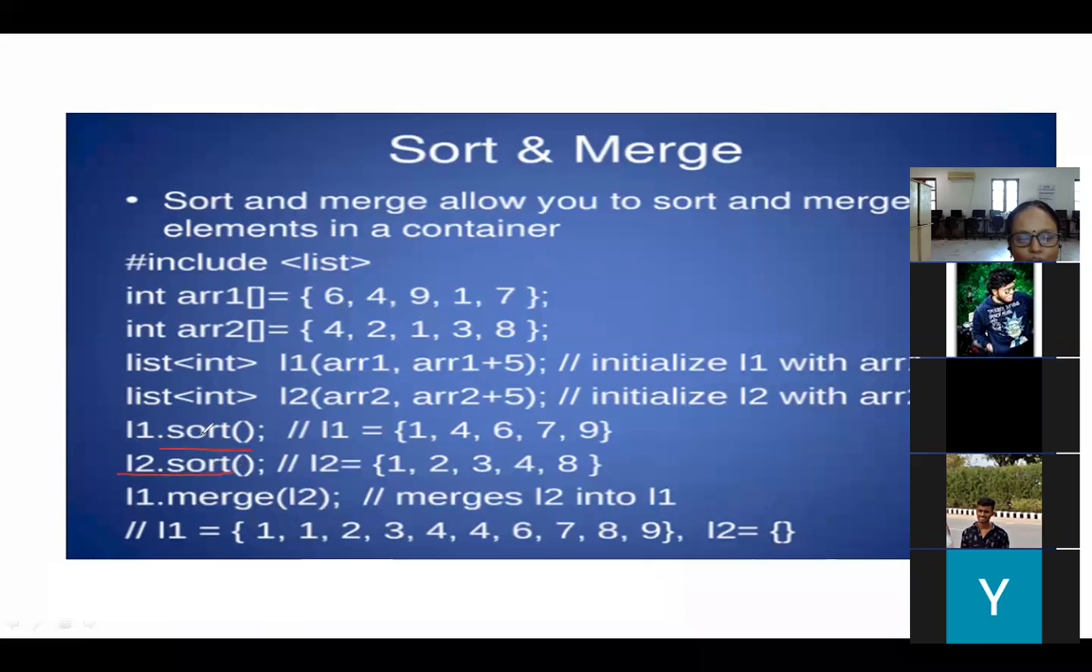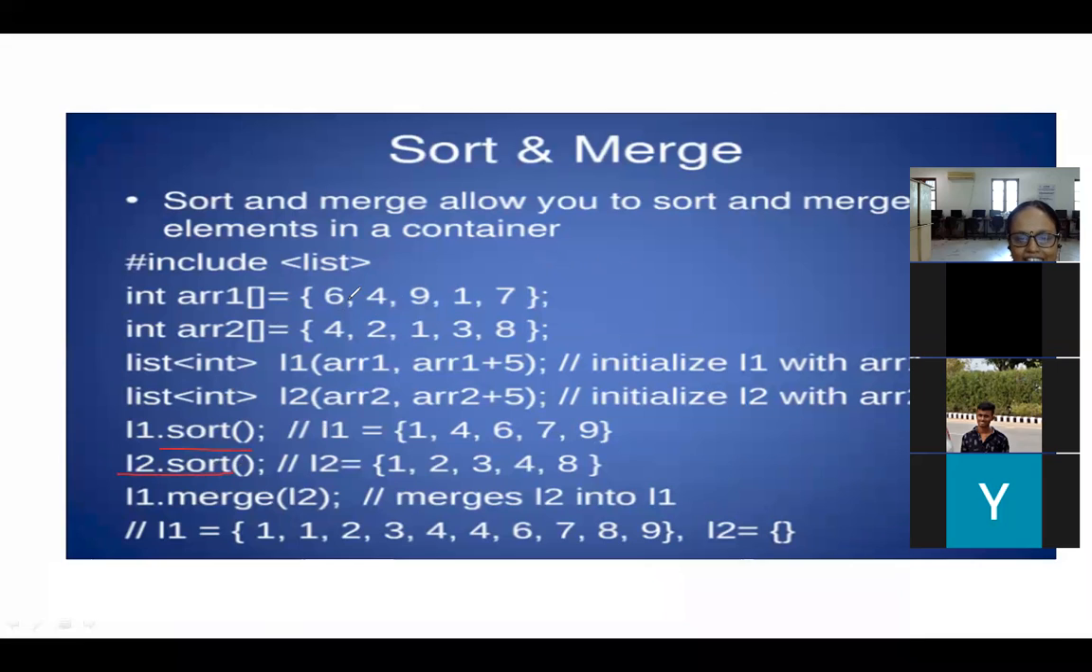So if I give L1 dot sort, automatically you see 6, 4, 9, 1, 7. It will do the sorting in ascending order. So 1, 4, 6, 7, 9. And then here what it will do: 1, 2, 3, 4, 8.